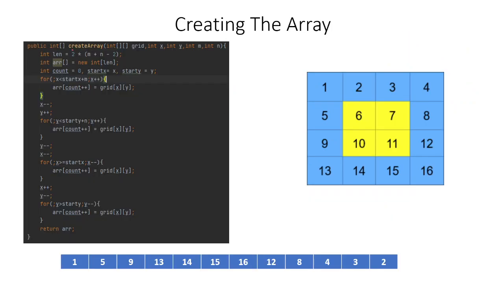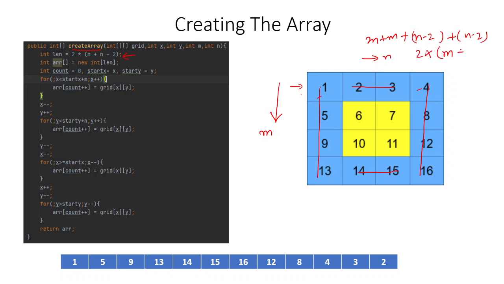So suppose this is our create array. What I have done here, if you can see the first line, is calculate the length of the array that will be created. The number of rows is m and the number of columns is n. So the total number of values is m plus m, plus, here two columns are removed, so it will be n minus 2, and here it will be n minus 2. So n minus 2 plus n minus 2, hence 2 into m plus n minus 2. That is the length that we have got here.